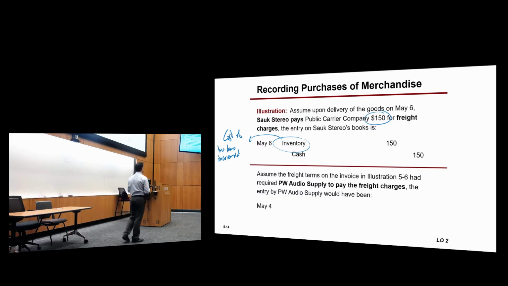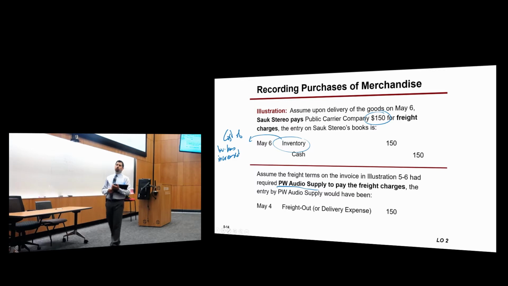Whereas if the seller is paying for the shipping, how will they actually record it? Now it's an expense. It's an operating expense. So now it's what we call freight out expense. Sometimes they also call it delivery expense, but usually it's called freight out. So either one of them would work. This is the cost of shipping a certain product. How do they pay for it? Cash. So cash will be credited.